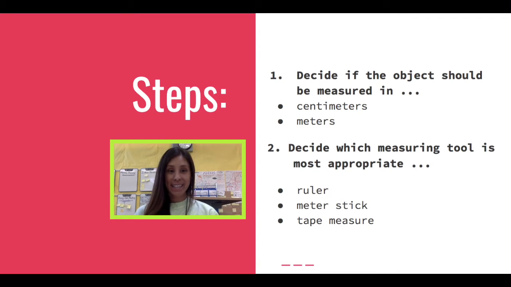Now, just like our lesson last week, there are some steps for you to follow to do measuring using the metric system. So, for today, you need to, 1, decide if the object should be measured in centimeters or meters, and then 2, decide which measuring tool would be most appropriate. So, a ruler, a meter stick, or a tape measure.